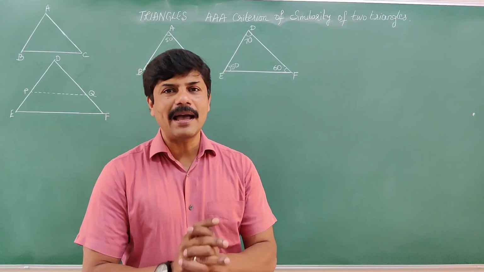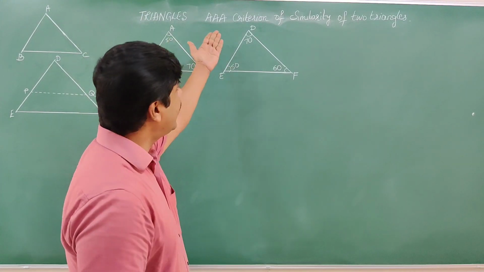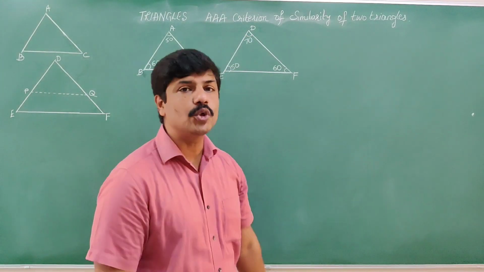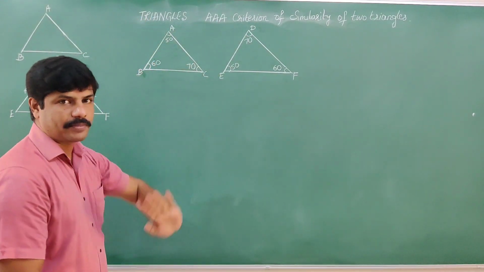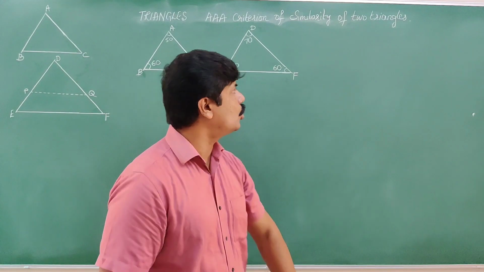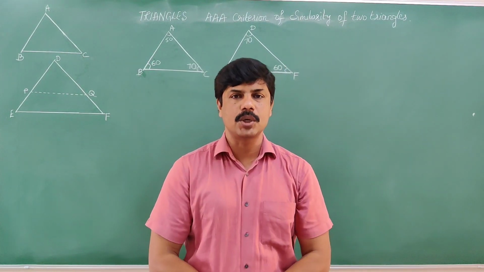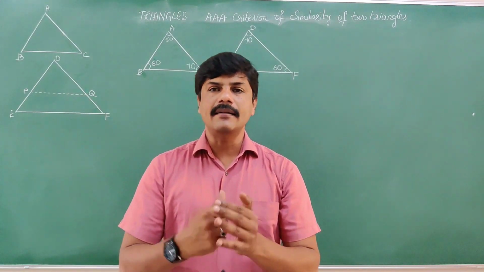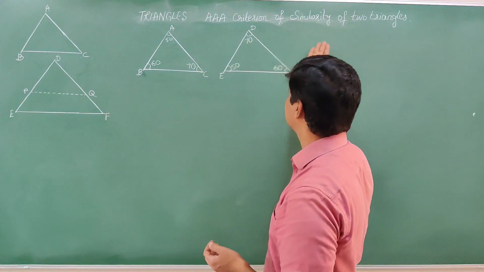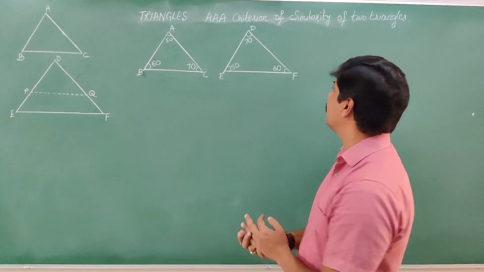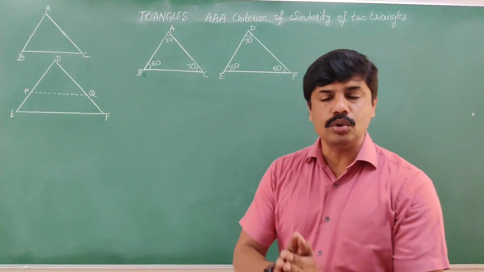Welcome back, children. I am back here to explain the AAA criterion of similarity of two triangles from the triangle chapter. Before we actually prove this theorem, there are certain requirements that we must know. We will explain about that, and then we will prove this theorem, the AAA criterion of similarity of two triangles.